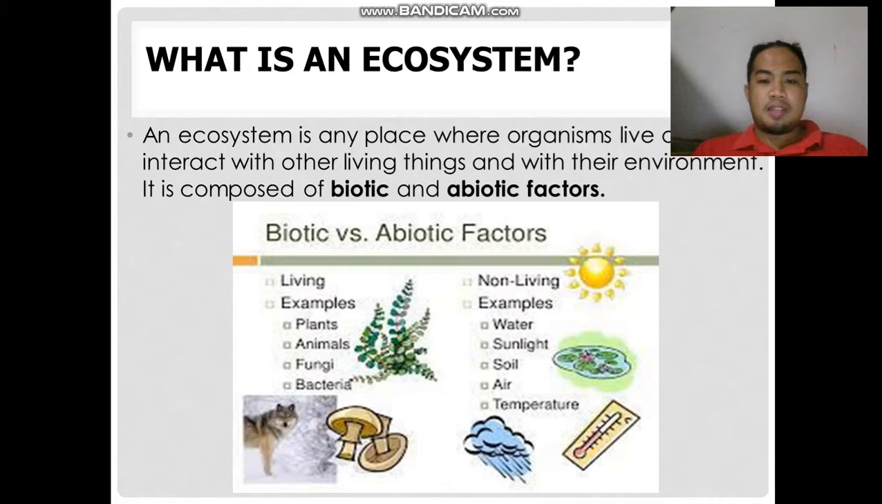An ecosystem is any place where organisms live and interact with other living things and with their environment. It is composed of biotic and abiotic factors. What are biotic factors? Biotic means living and abiotic means non-living. Examples of biotic are plants, animals, fungi, and bacteria, meaning living things. Abiotic, which means non-living, examples are water, sunlight, soil, air, and temperature.